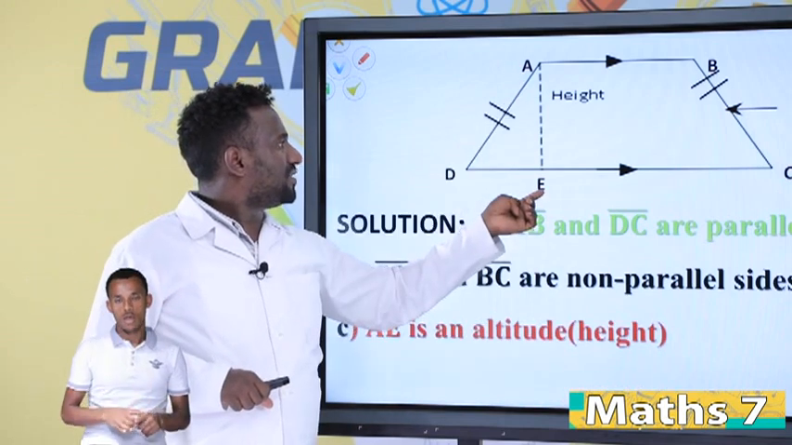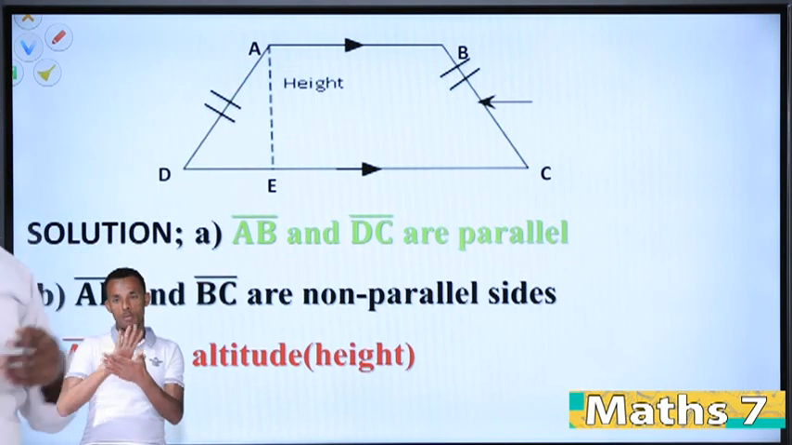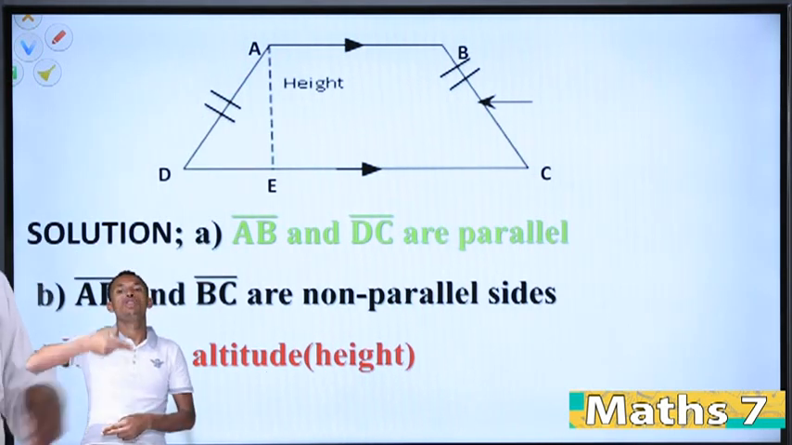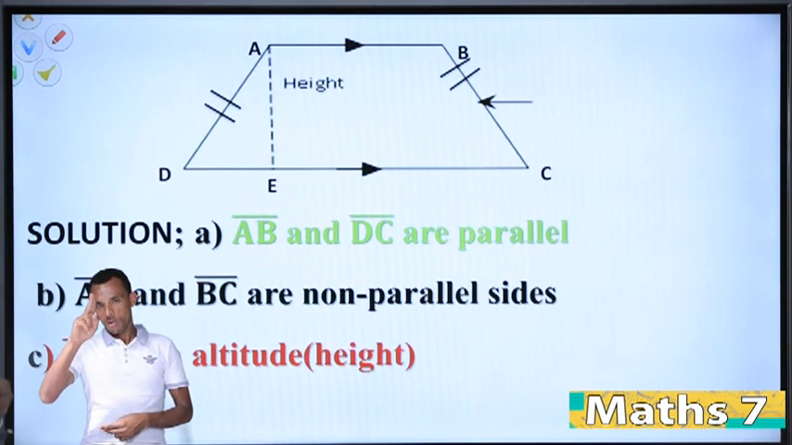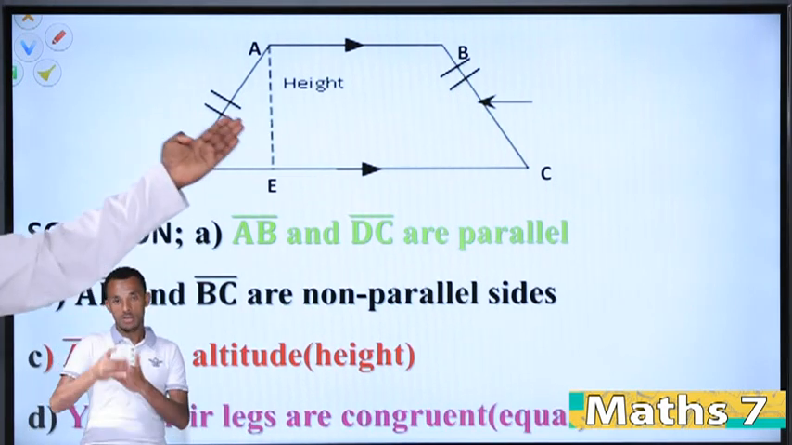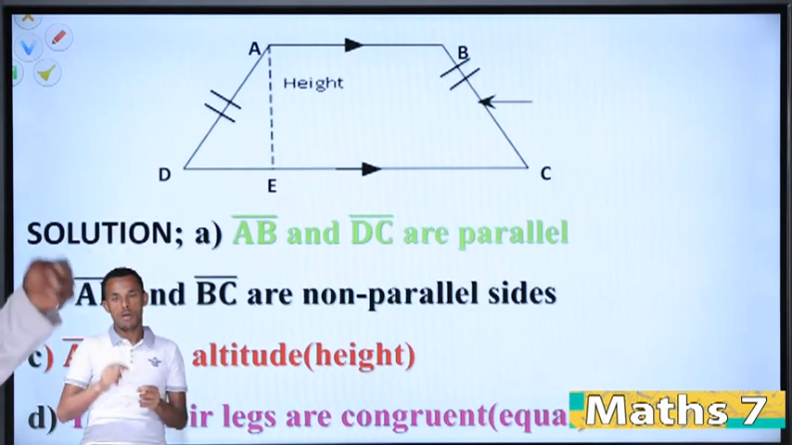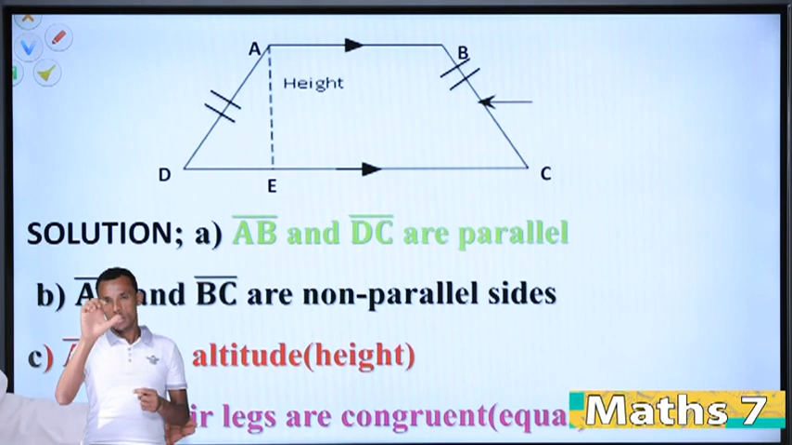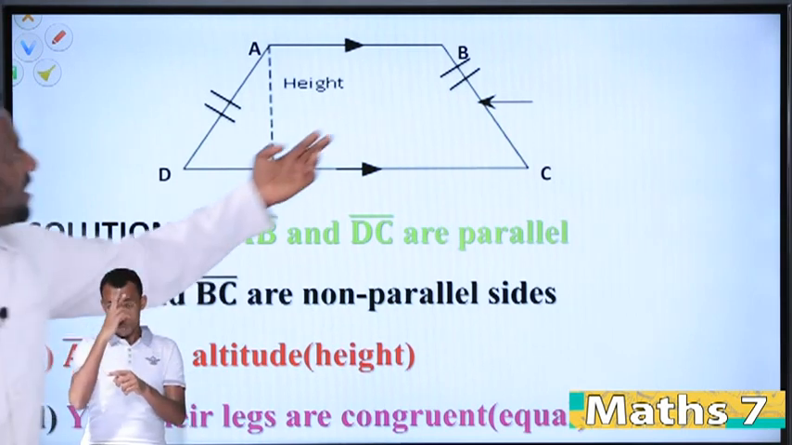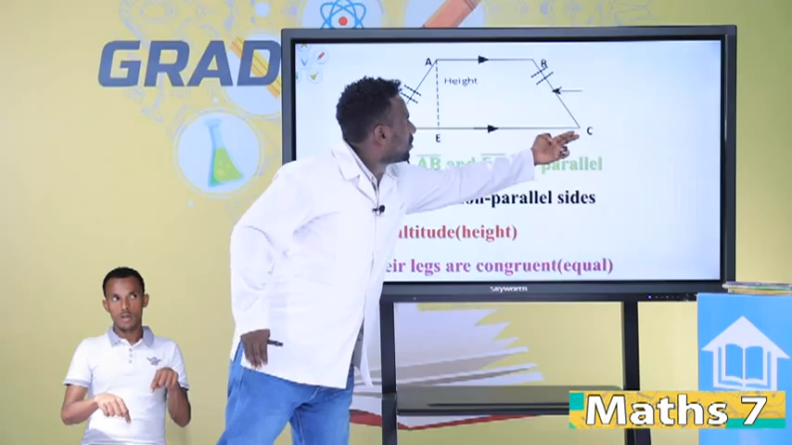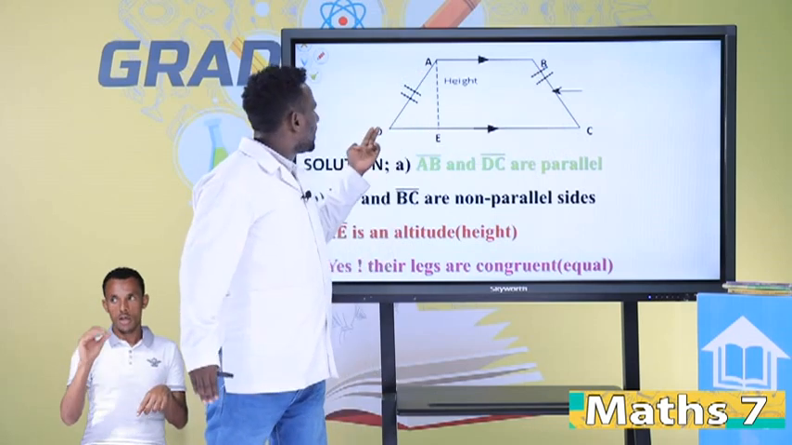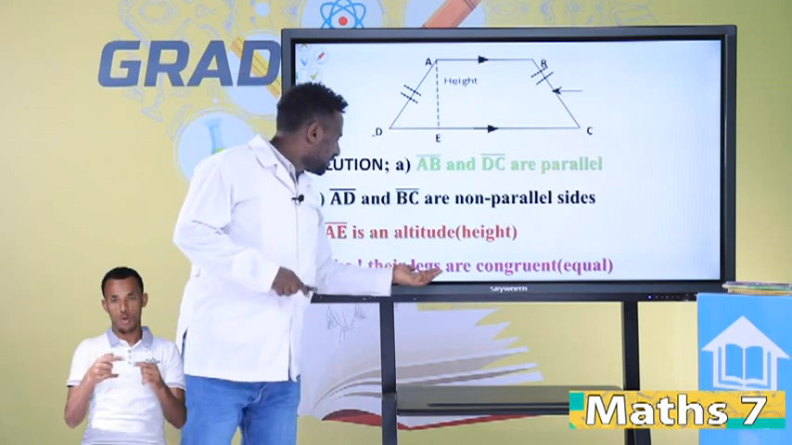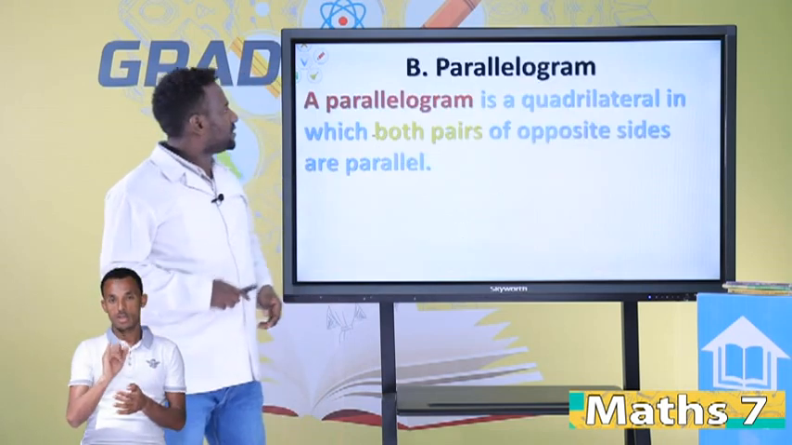AE means the distance between the upper and the lower base of the trapezium, known as the altitude of the trapezium or height. Next, is the given trapezium ABCD an isosceles trapezium? Yes, definitely. Because their legs, CB and AD, indicate that they are congruent. So it is an isosceles trapezium.